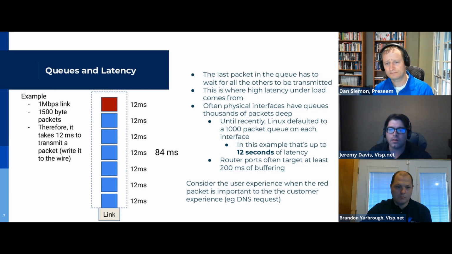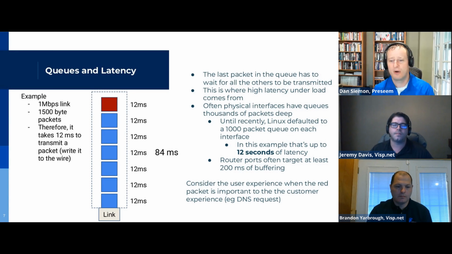In this case, this is an example of an obviously slow link. It's 1 megabit per second, and there are 7 slots in the buffer going up the top there. If each one of them is a 1500 byte packet, it's going to take 84 milliseconds before that last red one gets out the other side. And if that last red one is a DNS lookup that's important for a web browsing experience, that's where you get the pathologies of bufferbloat.